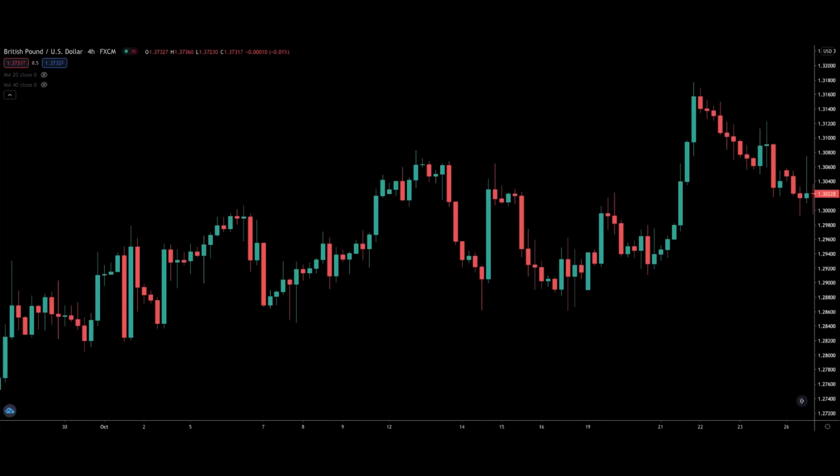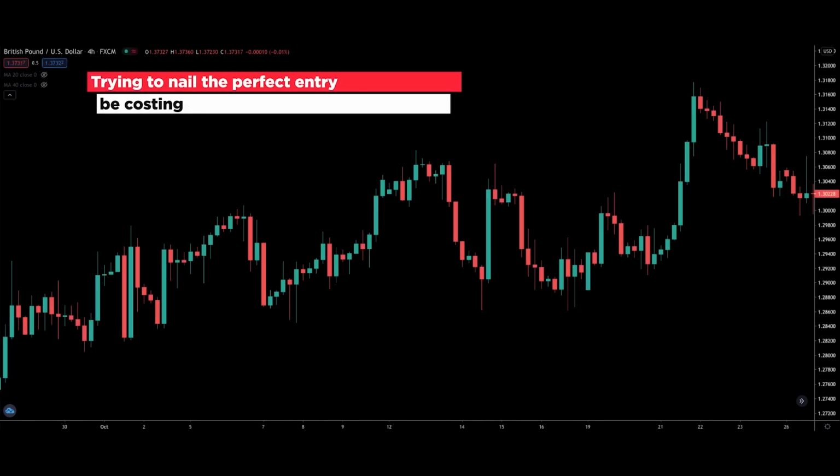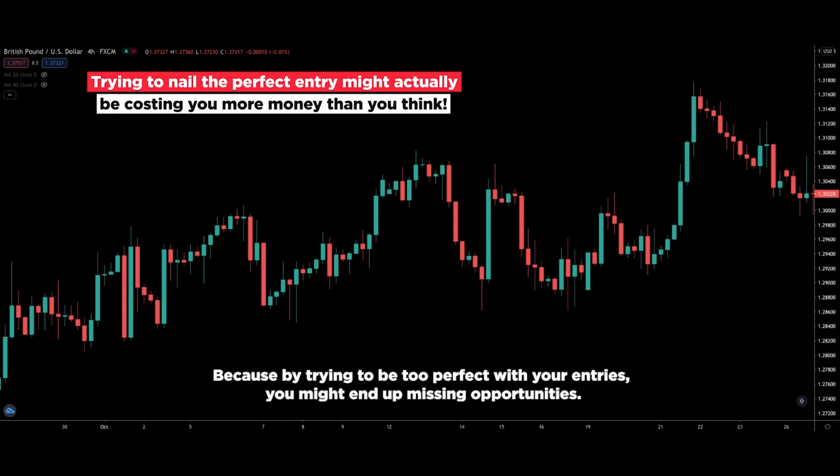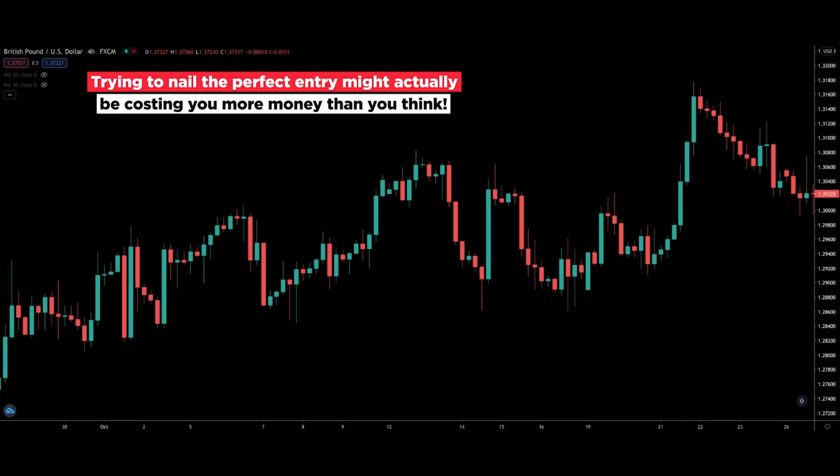Another important pointer worth mentioning is that trying to nail the perfect entry might actually be costing you more money than you think. Why? Well, because by trying to be too perfect with your entries, you might end up missing opportunities. Let me show you an example to illustrate what I mean.